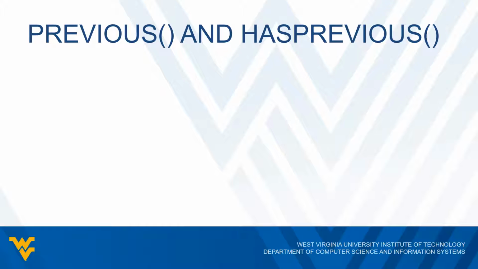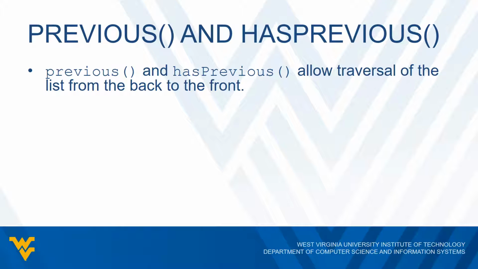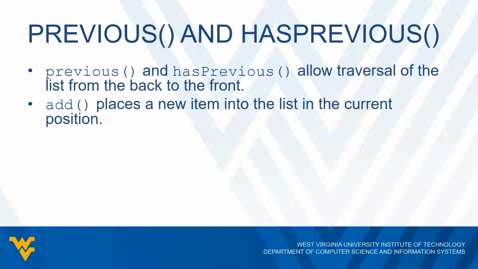The previous and hasPrevious methods allow us to traverse the list from the back to the front. For arrays, this is very easy to do because we have the index. For linked lists, remember that we're using a doubly linked list, which means we do have those previous links, so we can traverse in the opposite direction. The add method just clearly adds a new item into the list at the current position. Now, what do we mean by current position?